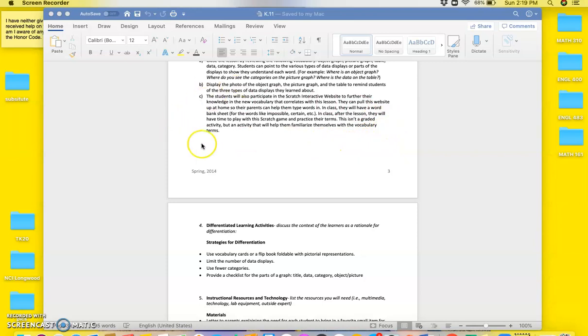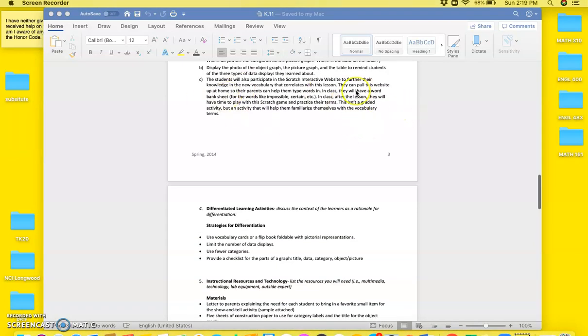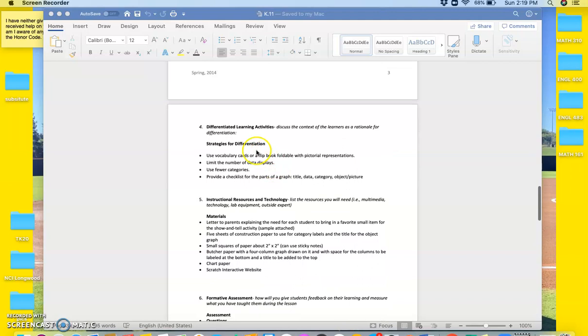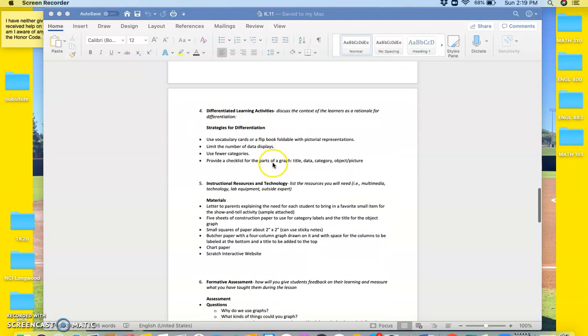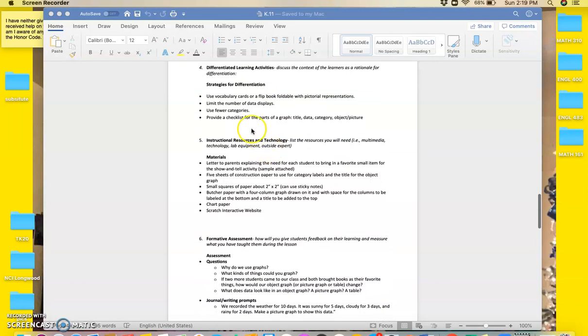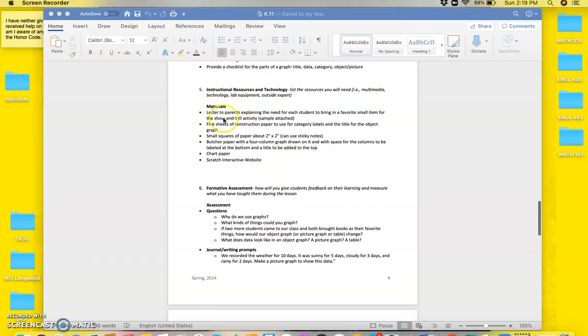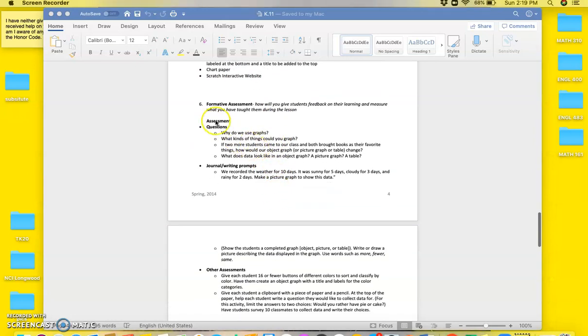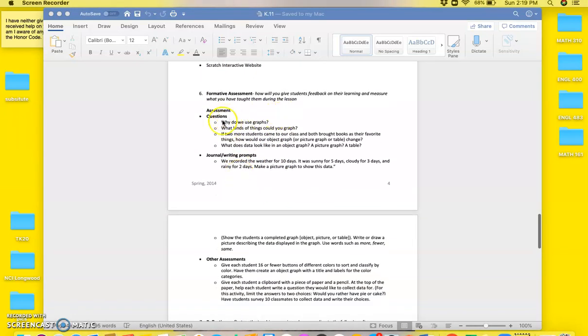But this is all about questions that further their knowledge. So I really love that I can go in and fix it, and especially at a time like this, all this stuff that's being done with their parents at home, the parents can learn too. So here's the differentiated activities, vocabulary cards, flip book, checklist. Here's the materials. The Scratch website is incorporated. The assessment, questions, of course questions.